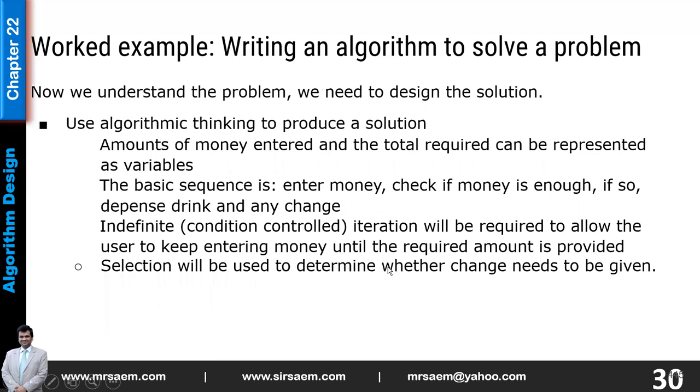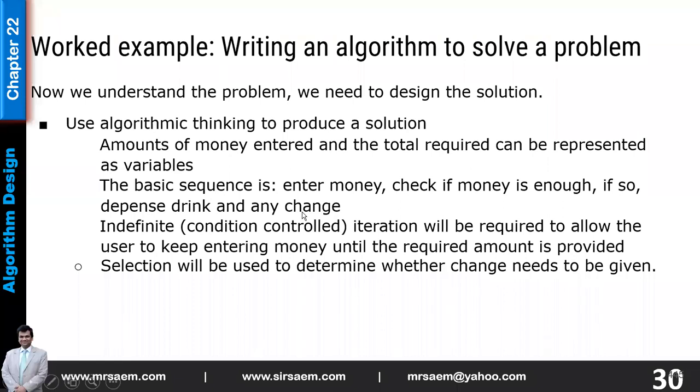Now we understand the problem. We need to design a solution. Okay, let's see. Using our algorithmic thinking to produce a solution, amounts of money entered and the total required can be represented as variables. The basic sequence is enter money, check if money is enough. If so, dispense drink and any change.